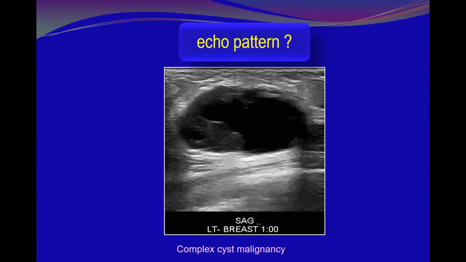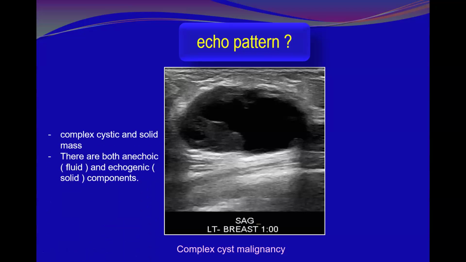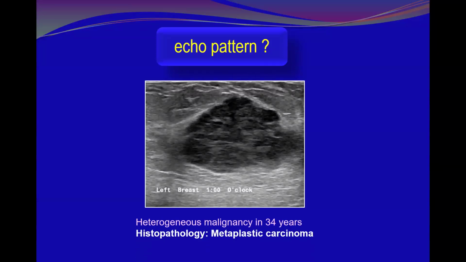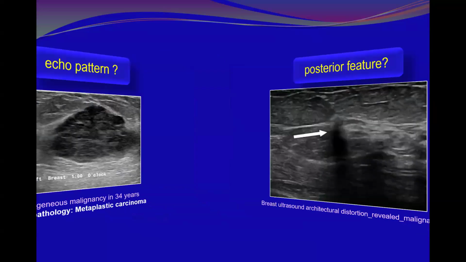Sorry, I suppose not to show the answer. So what is the echo pattern here? It is seen that it is a complex cystic and solid mass, with both anechoic fluid and hyperechogenicity. So what is the echo pattern in this case? Heterogeneous. Heterogeneous. Excellent. Okay. This is heterogeneous. It was a metaplastic carcinoma.